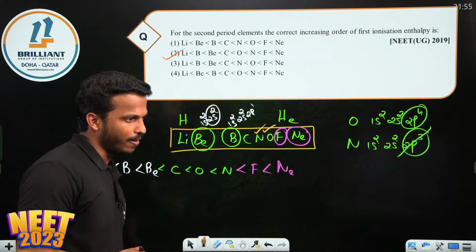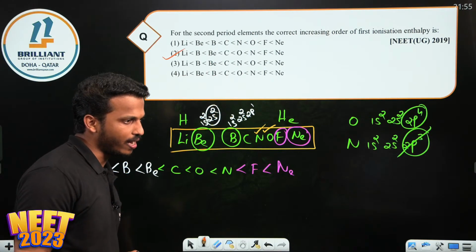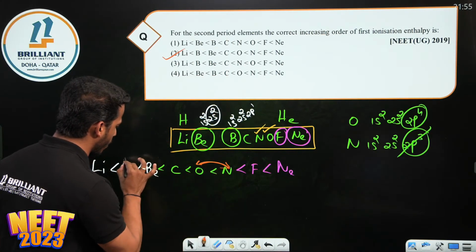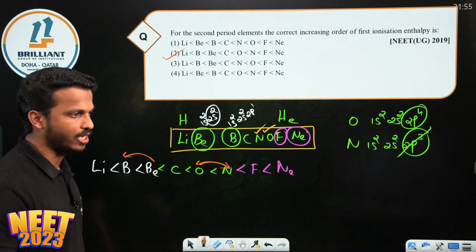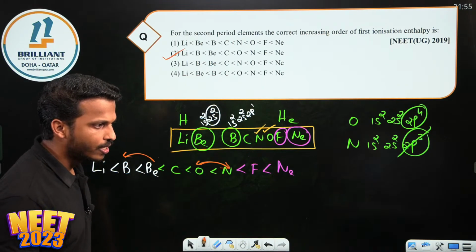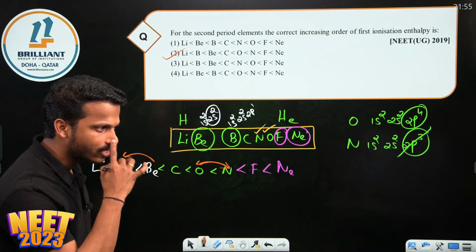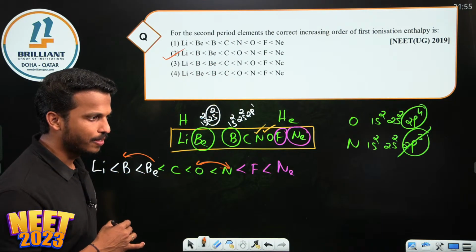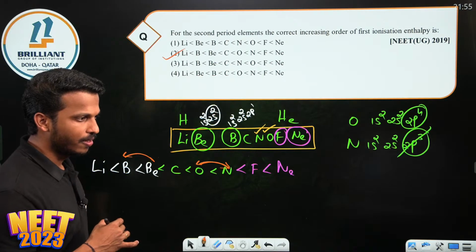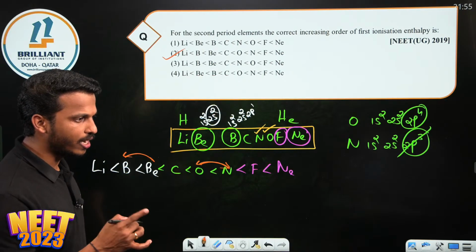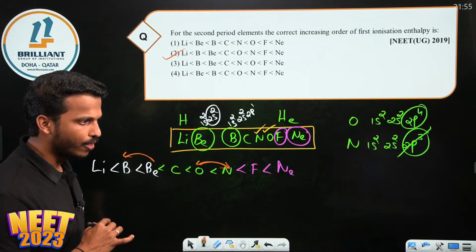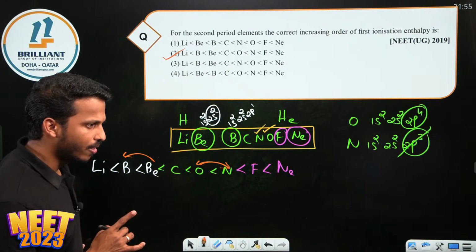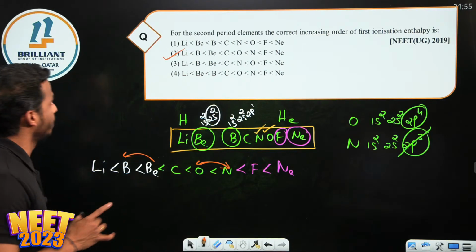Are you clear? Are you clear about the reason why we interchanged nitrogen and oxygen, or beryllium and boron? Is it clear, all of you? Is the point clear? Nitrogen and oxygen, beryllium and boron. Hope these points are clear. Okay, let's go to the next one.